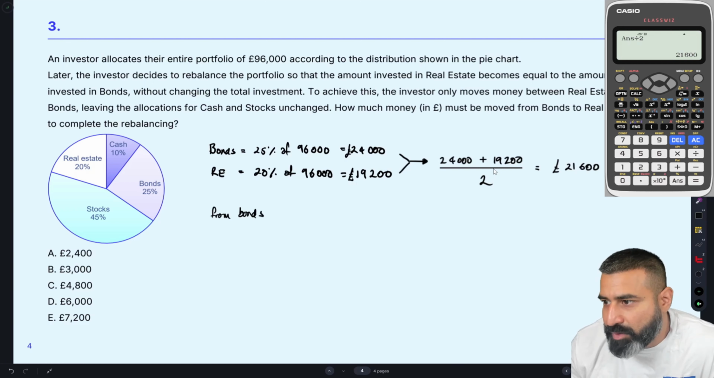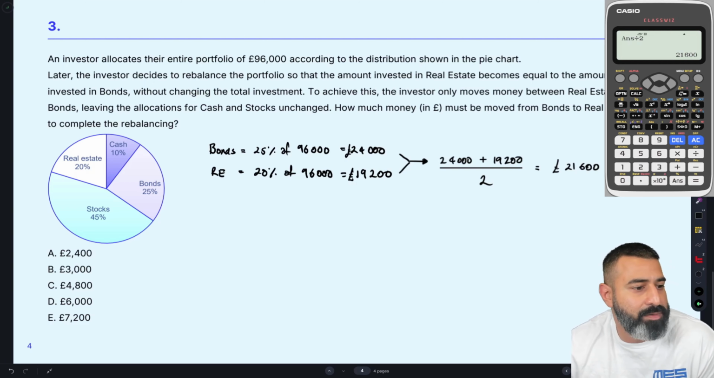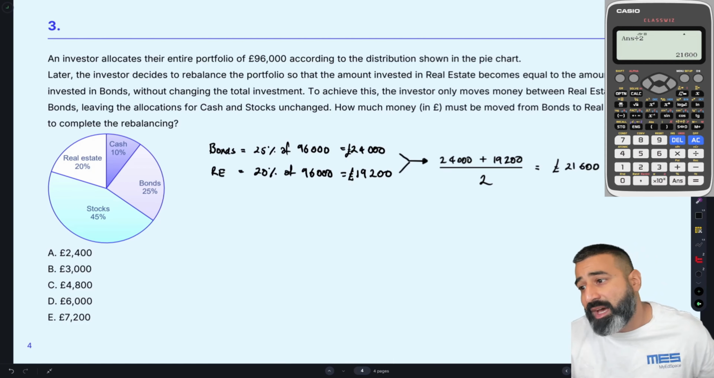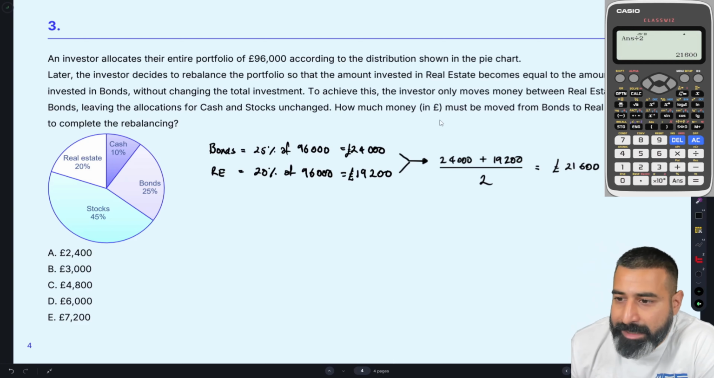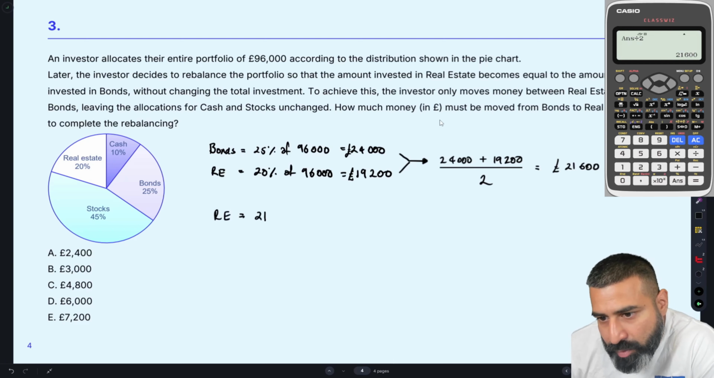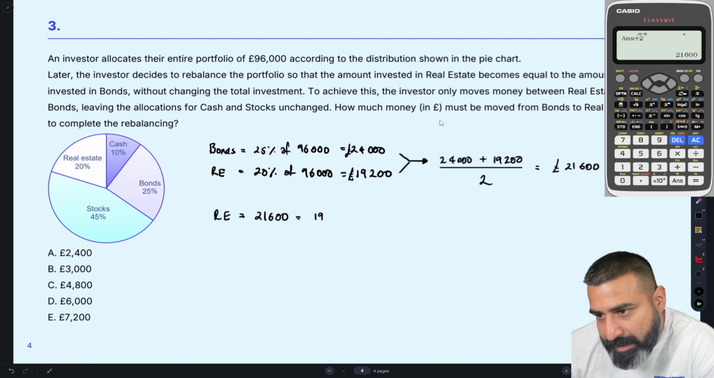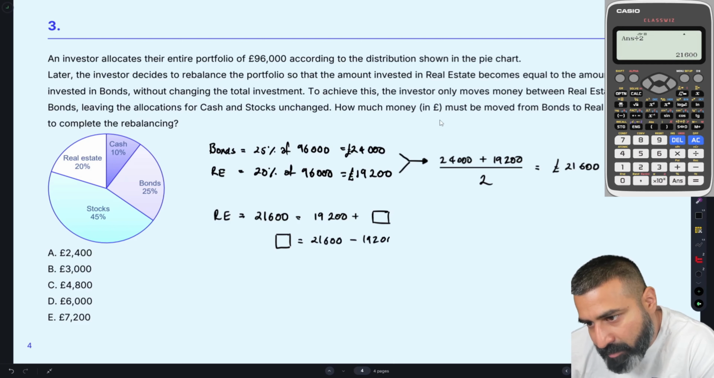or I guess could we do it another way? Hang on, there might be an easier way to do this. Yeah, so I could look at it from the point of view of bonds and take 21,600 away from 24,000. Another way of looking at it is, for real estate, we want that to equal 21,600. And to equal 21,600, we have 19,200 plus some mystical number. And that mystical number is going to be the difference of how much money needs to move.